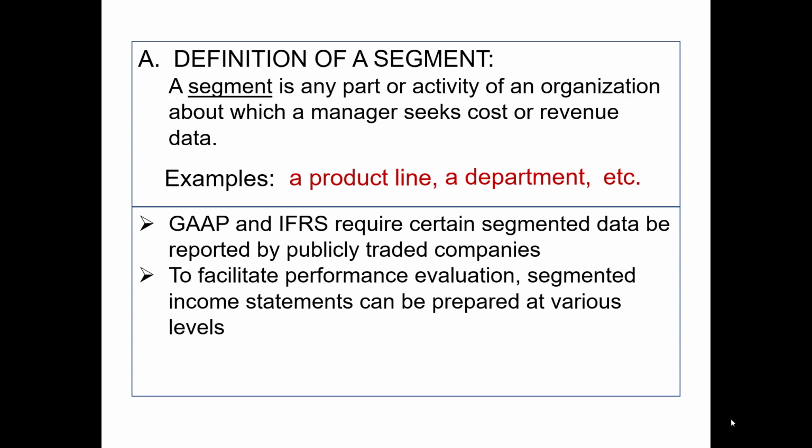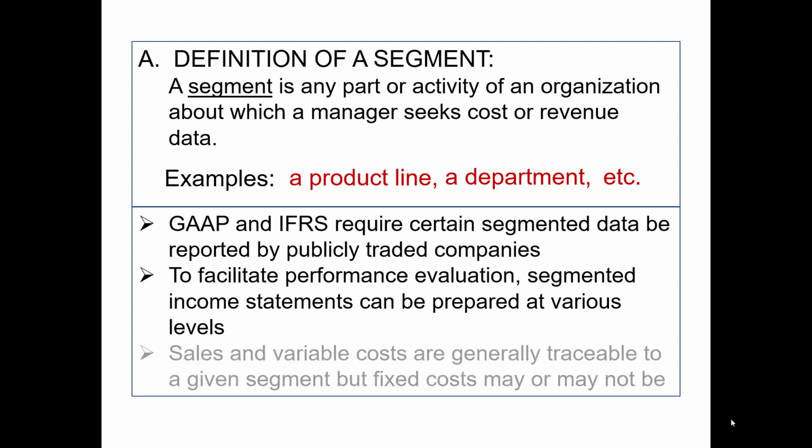So to do this, these statements can be prepared at various levels within the organization. Sales and variable costs are generally traceable to the segment, and it's really fixed costs that are our problem. In other words, we can easily identify the sales of Target Corporation, but we can also easily identify the sales that come from the College Station store and the cost of goods sold and other variable expenses of running the College Station store. But some of the fixed expenses are not directly traceable to the College Station store, like the president's salary.